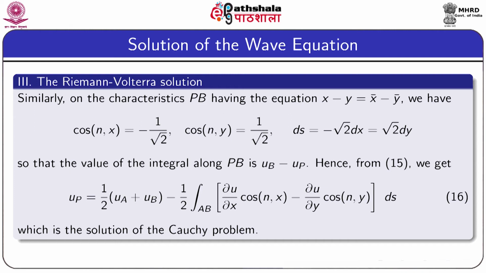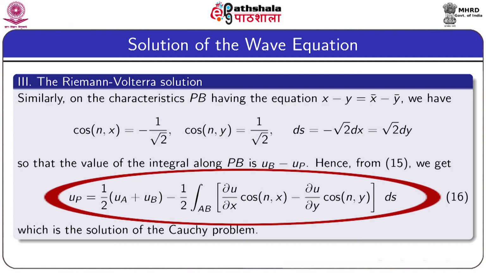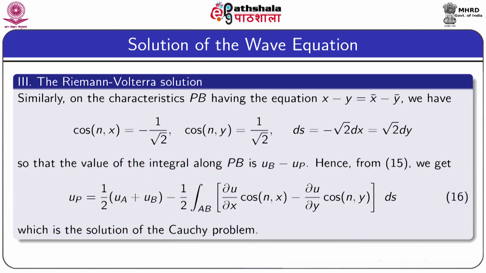And this solution is the solution of the Cauchy problem of the one dimensional wave equation, and we obtained this solution using Riemann's method. In particular, if the values of u and del u del n are prescribed on the axis y equal to 0, then we can show that this solution 16 reduces to the D'Alembert solution. The derivation can be seen from the e-text of this module.